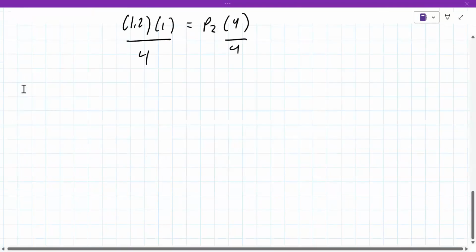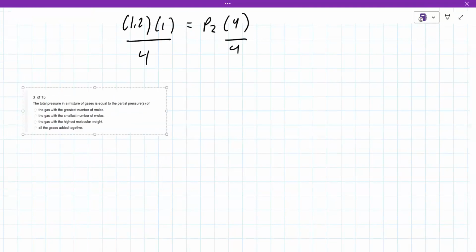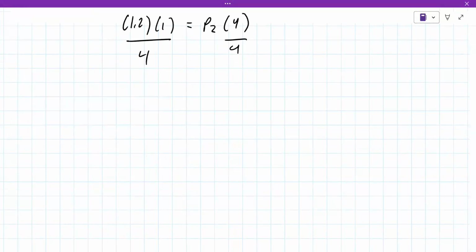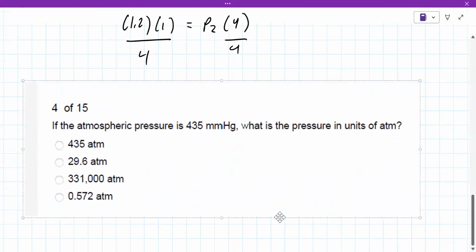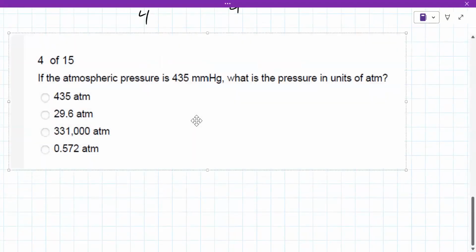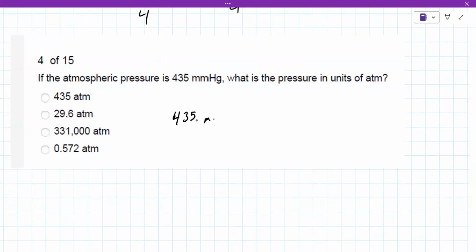This one's just one that I can find, so don't worry about that one. Is this the equation?